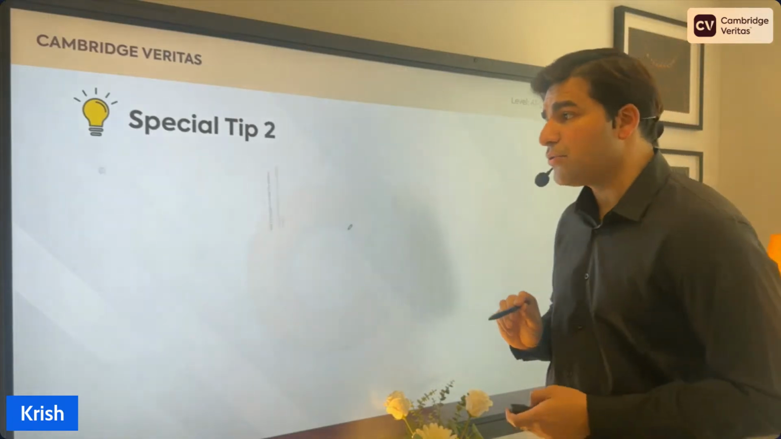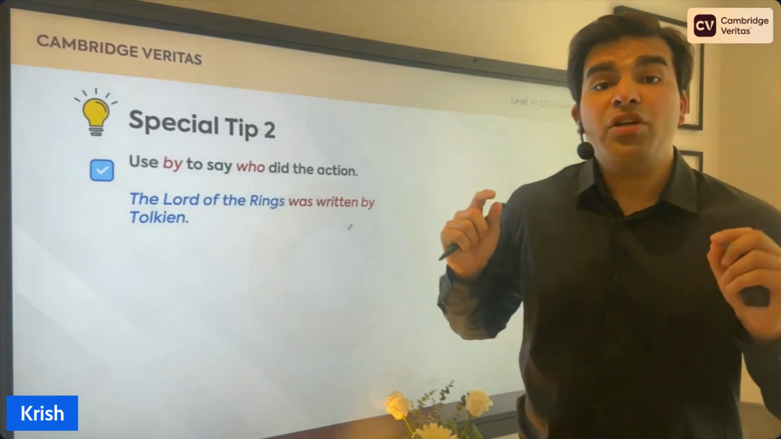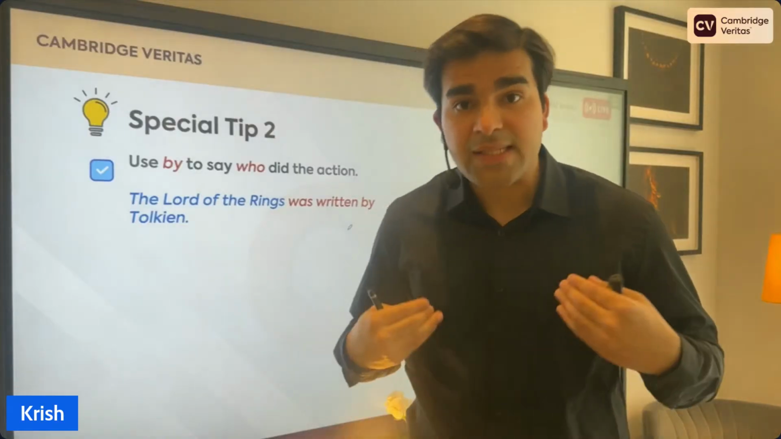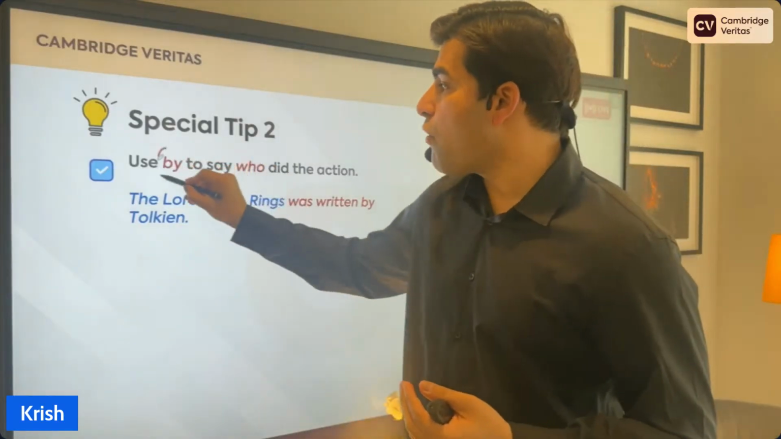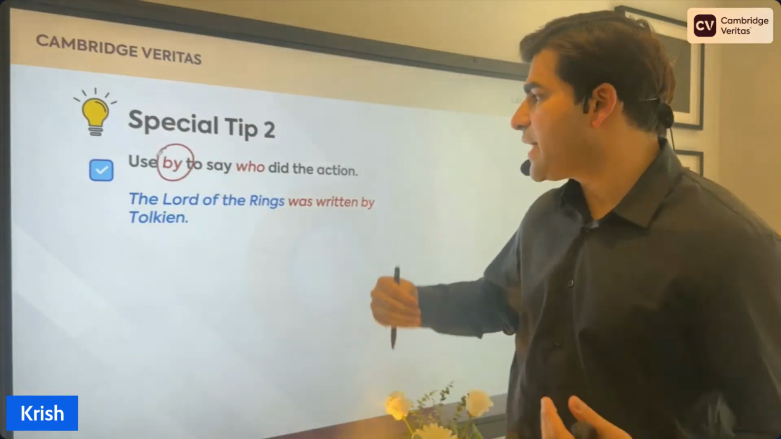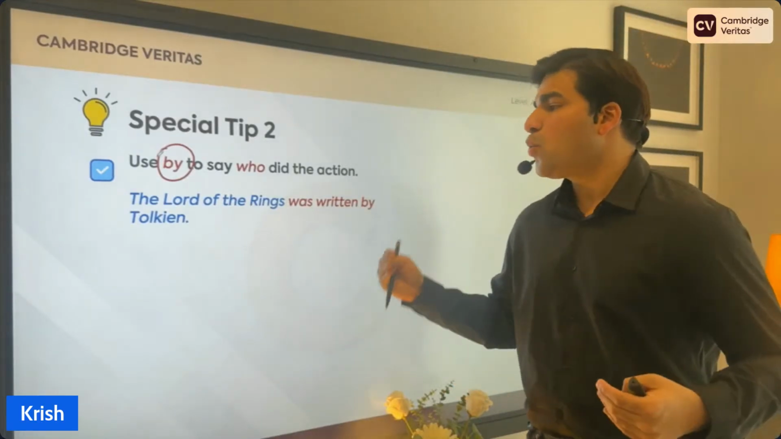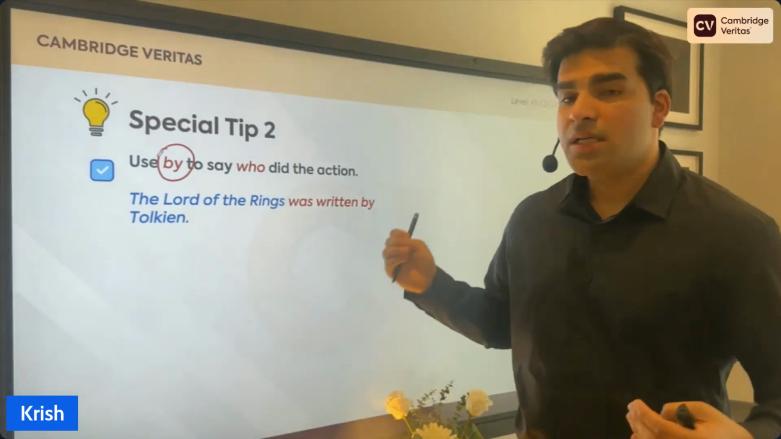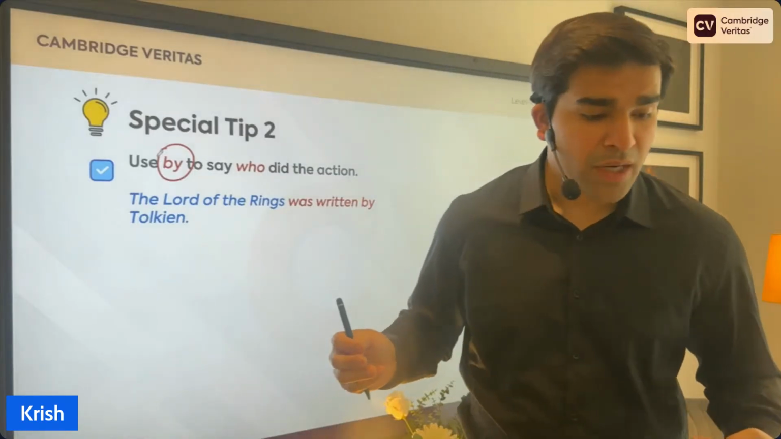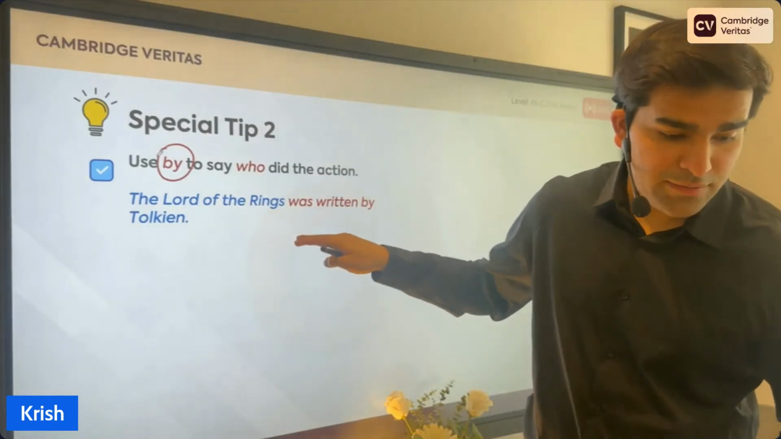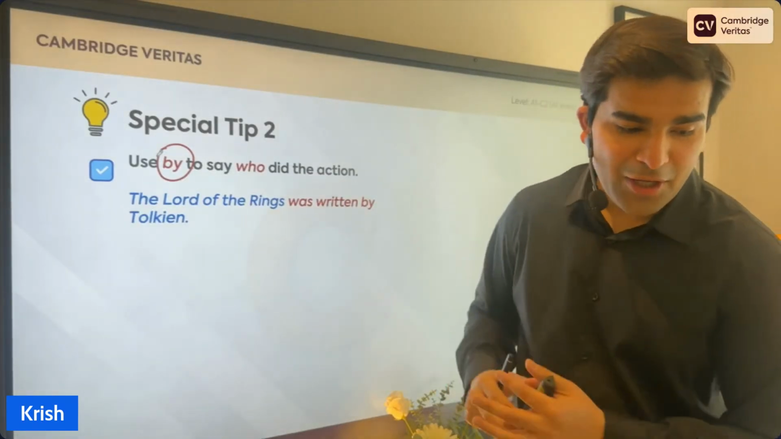Special tip number two is when you know who did it and you want to specify it, you often use by to say who did the action. For example, The Lord of the Rings was written by Tolkien, if that's the right way to say it. Tolkien. Not much of a fan of Lord of the Rings there.